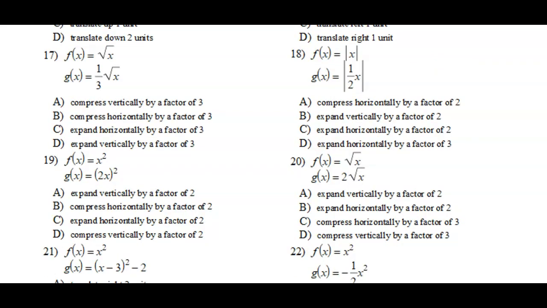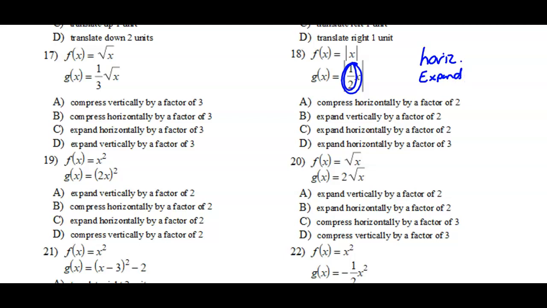On number 18, we have something being multiplied in the parentheses. So when it's inside the parentheses, that's going to be a horizontal effect. If it's outside the parentheses, then it's vertical. But this is inside the parentheses, so it's going to be horizontal. Now, whenever you multiply by a number that's less than 1 inside of those parentheses, what it's going to do is it's going to expand your function.